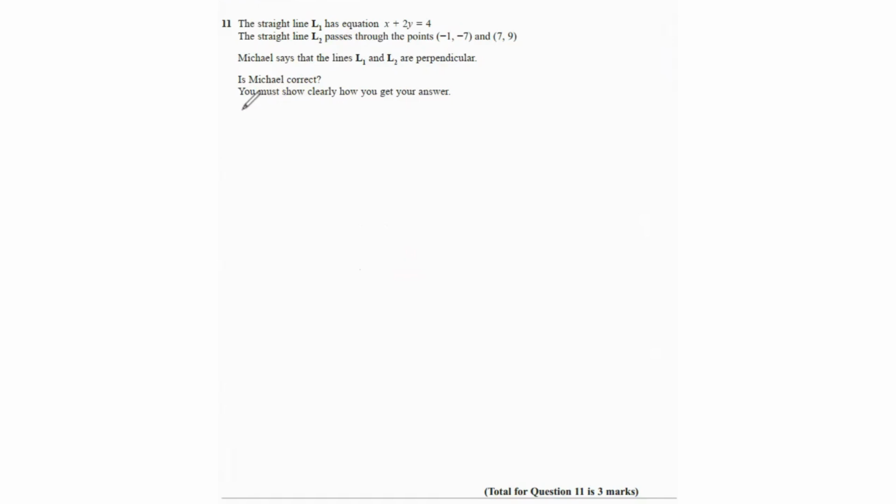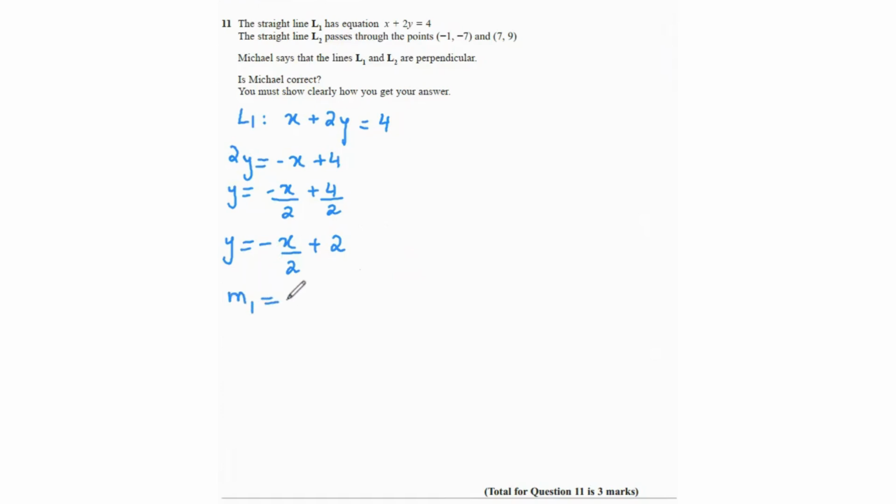So if you look at L1, they've given us the equation, which is x plus 2y equals 4. So let's convert this into slope-intercept form first to identify the slope. 2y equals negative x plus 4. y equals negative x over 2 plus 4 over 2, which simplifies to y equals negative x over 2 plus 2. Now, slope is the number that's being multiplied to x, which in this case is negative 1/2. So m1, which is the slope of line 1, is negative 1/2.